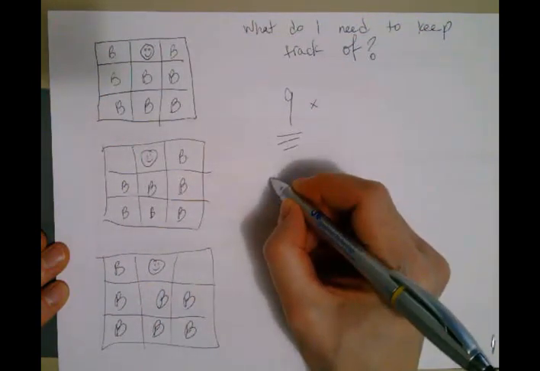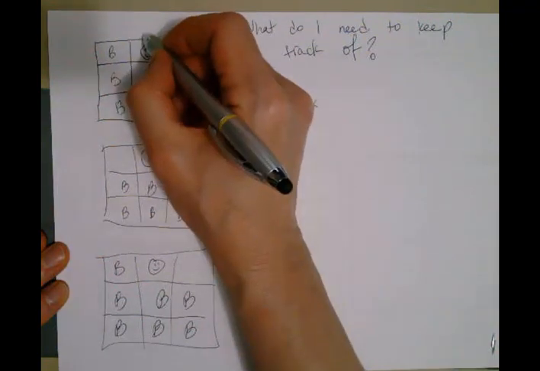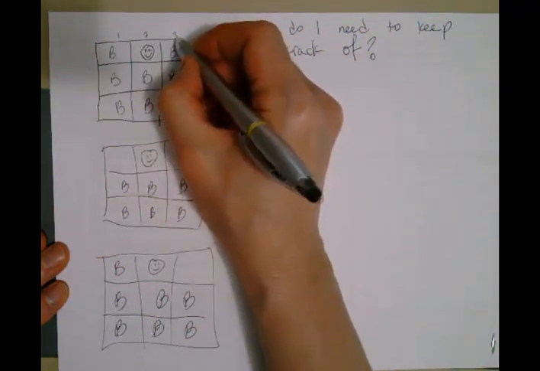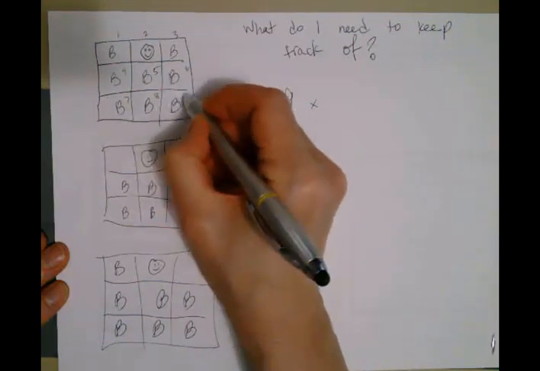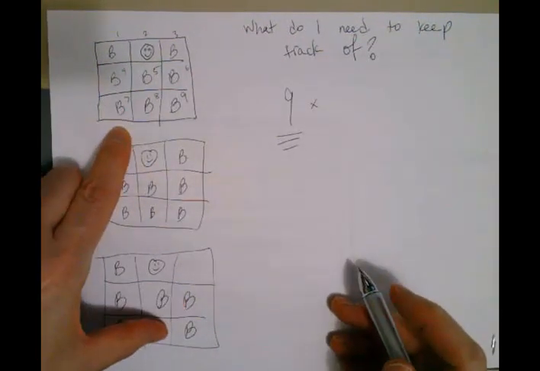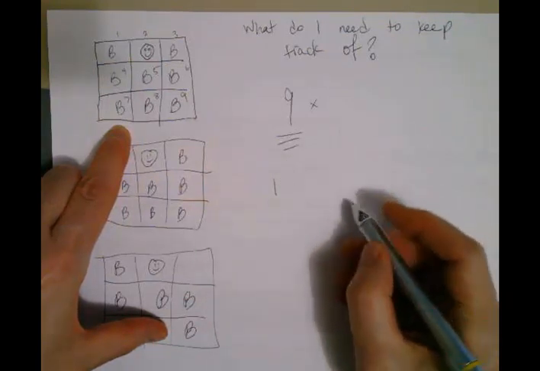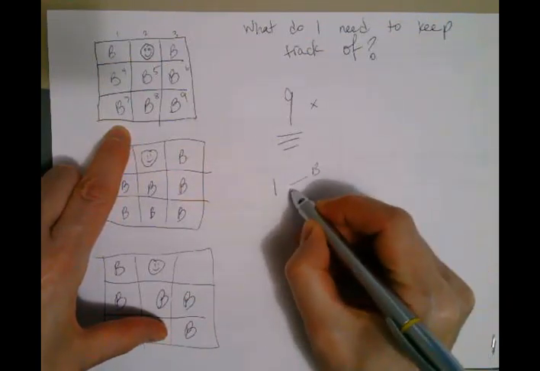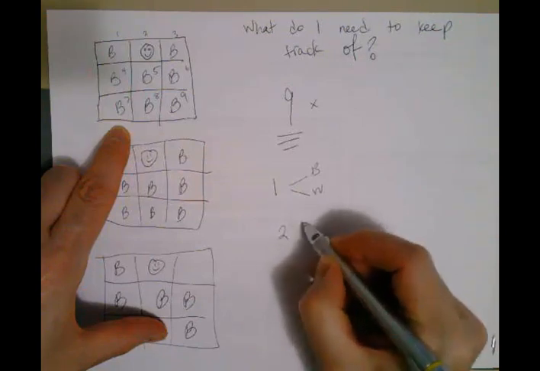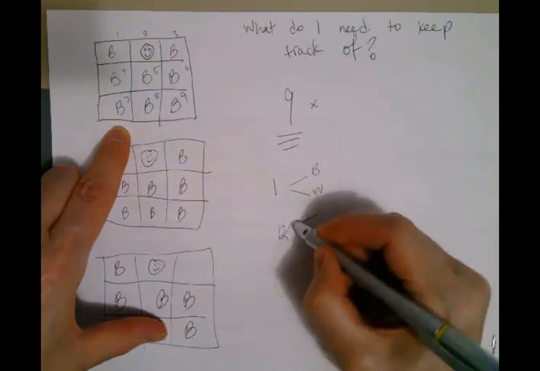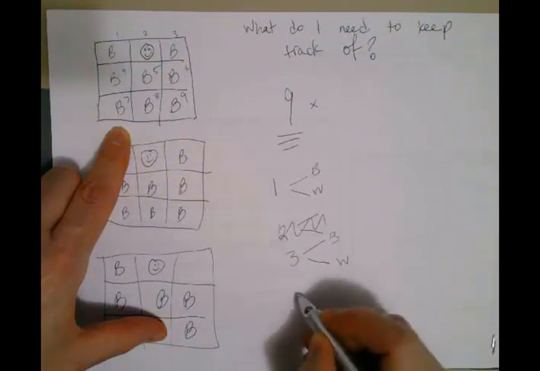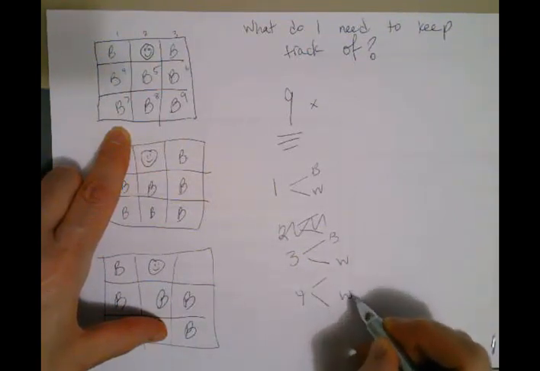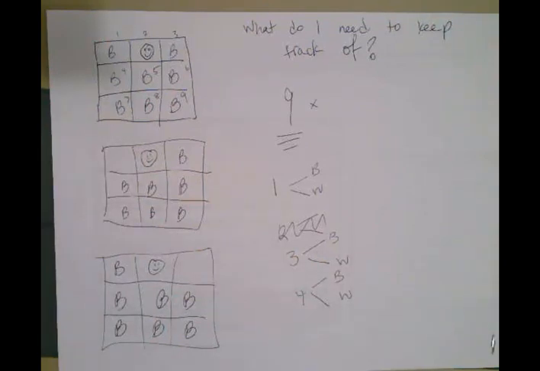So if the smiley is in room 2, then we've got room 1, room 3, 4, 5, 6, 7, 8, 9, right? Then room 1 has 2 possibilities. It could be blue or white. And room 2, the smiley's in there, sorry. Room 3 could be blue or white. Room 4 could be blue or white. And we need to be able to do a board for each of those to represent each state, right?